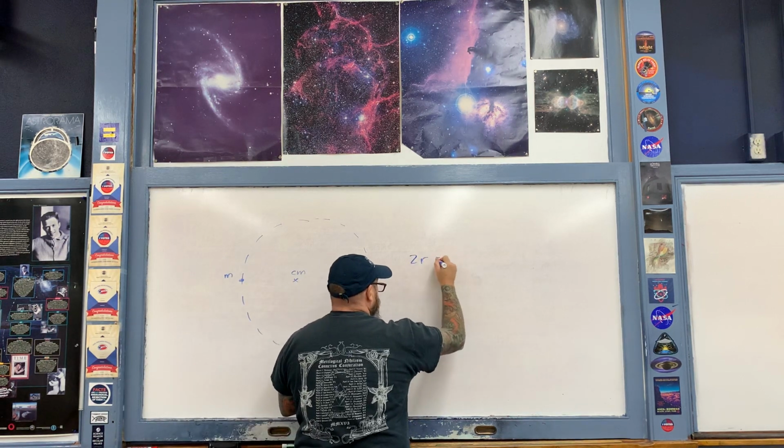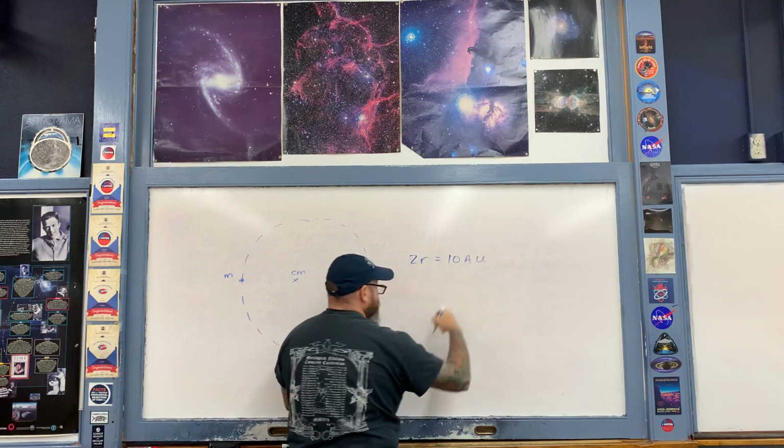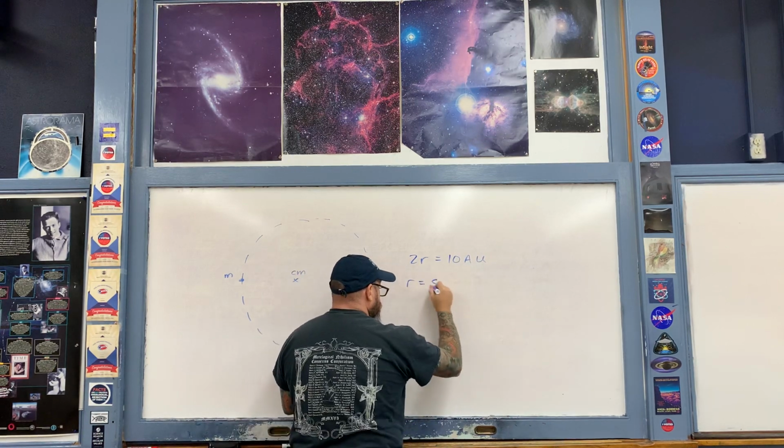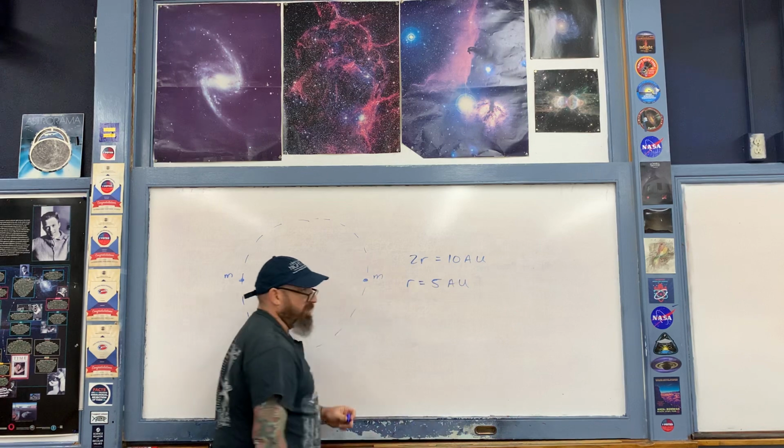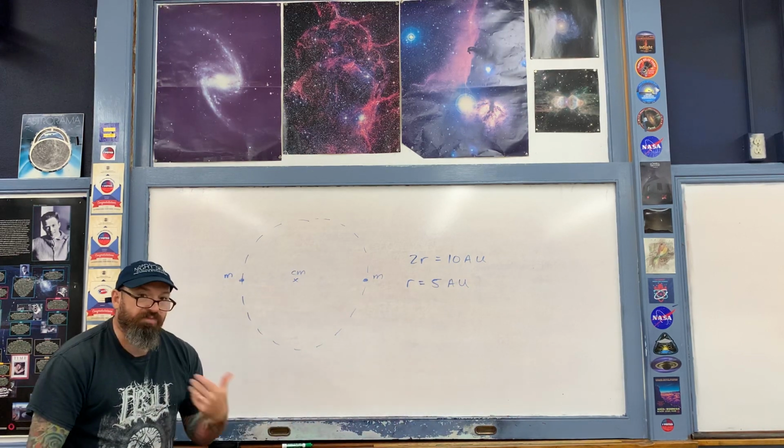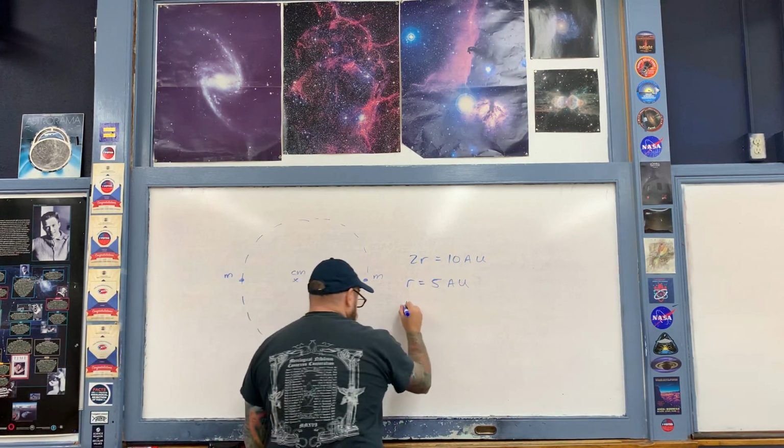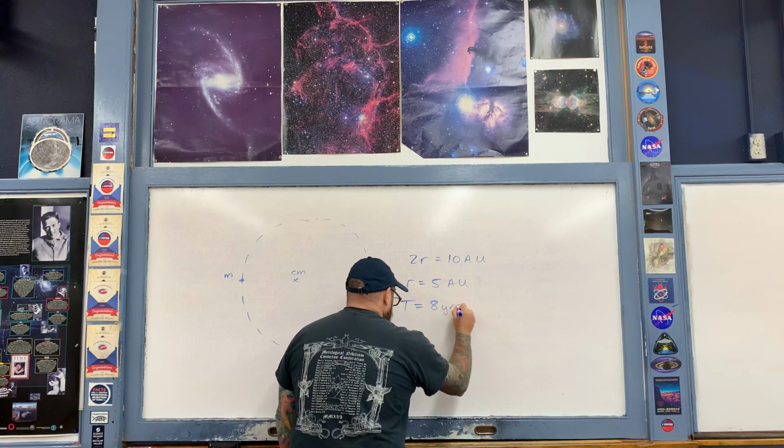So that diameter is twice the radius. That's 10 AU, therefore the radius of the circle is 5 AU. Okay, and then the two stars complete an orbit once every 8 years. So the period is 8 years.